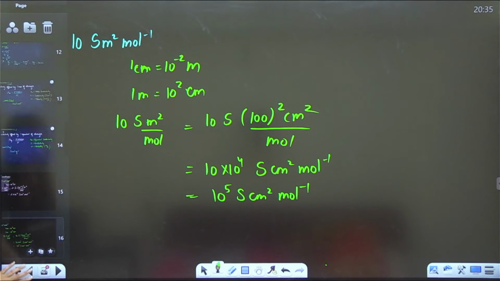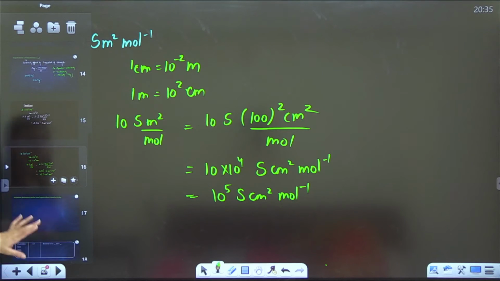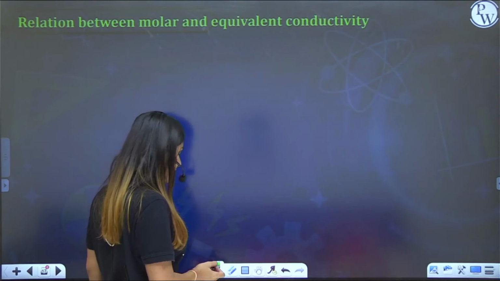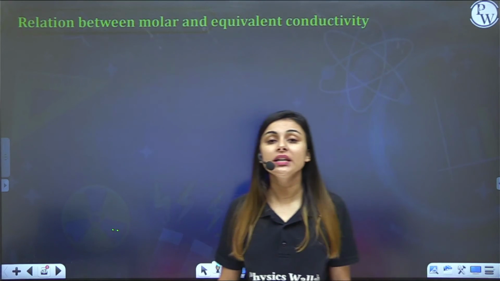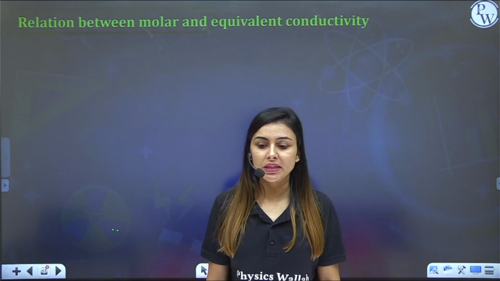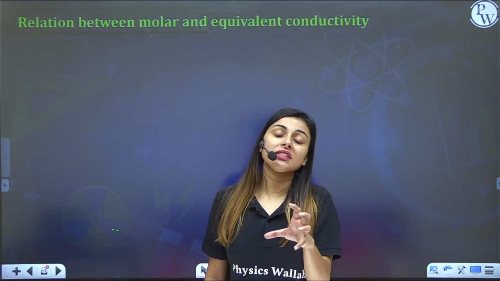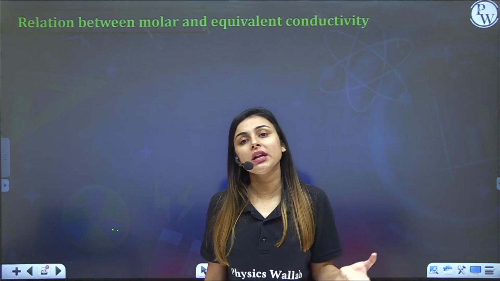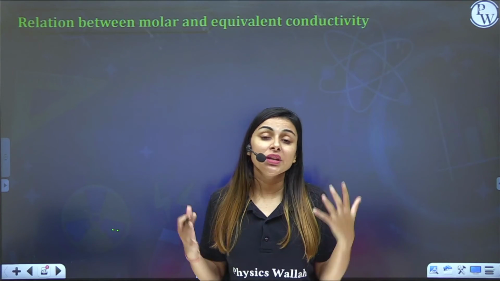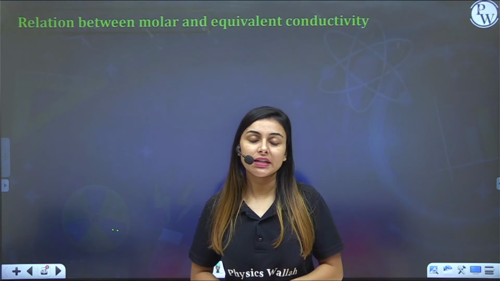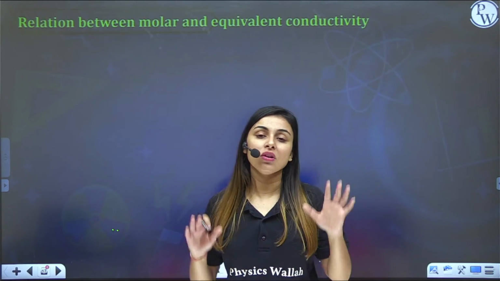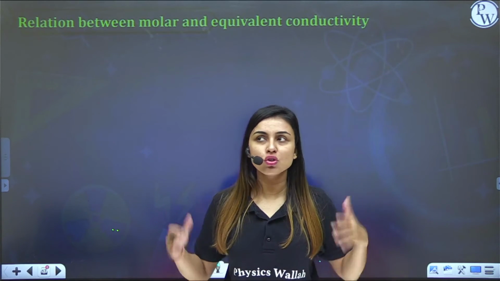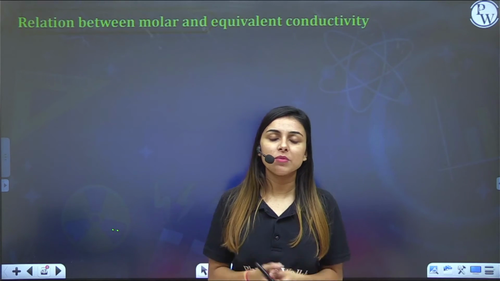Now, the other thing that we need to understand is the expression, the relationship between molar conductivity and equivalent conductivity. For deriving this relationship, we need to know about molarity and normality. Though this is a part of your mole concept chapter, I know a lot of you are confused or might have forgotten. So now I am here to help you out.